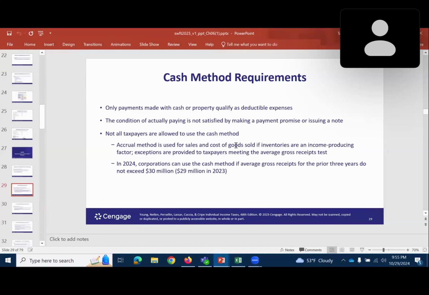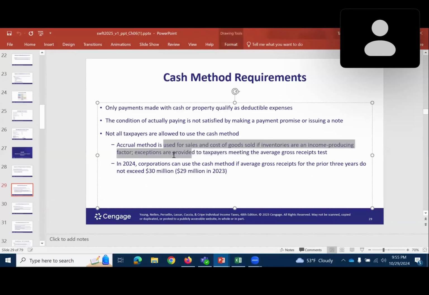Now, what are the requirements? I want to use the cash method. What are the requirements to be able to do that? The accrual method is used for sales and cost of goods sold if inventories are an income-producing factor.